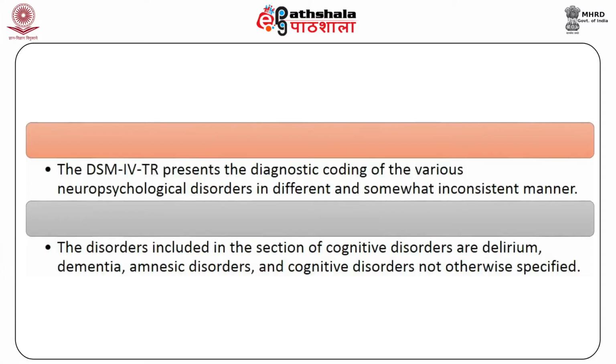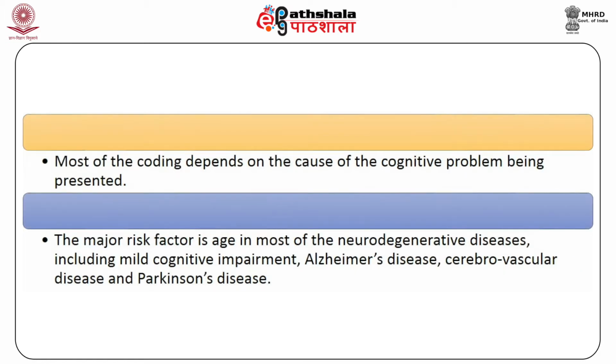The DSM-4TR presents the diagnostic coding of the various neuropsychological disorders in different and somewhat inconsistent manner. The disorders included in the section of cognitive disorders are delirium, dementia, amnesic disorders, and cognitive disorders not otherwise specified. Most of the coding depends on the cause of the cognitive problem being presented.